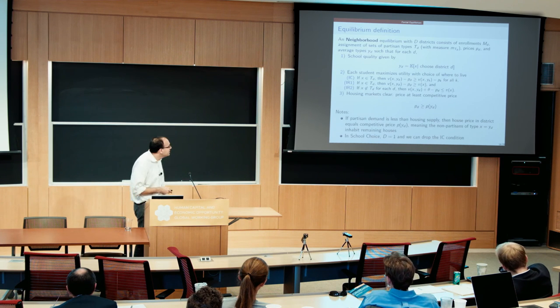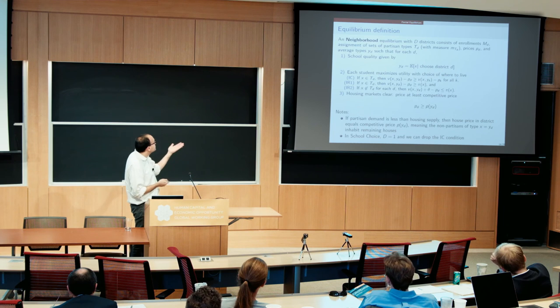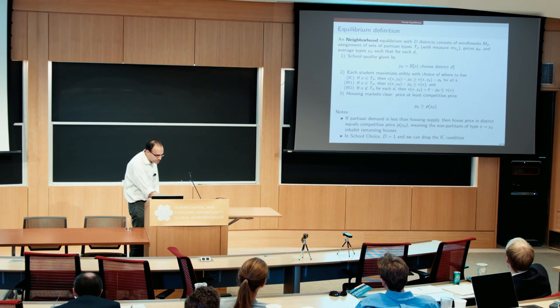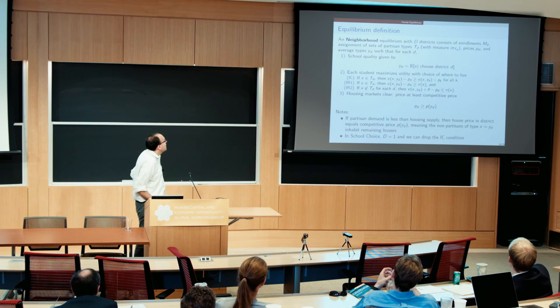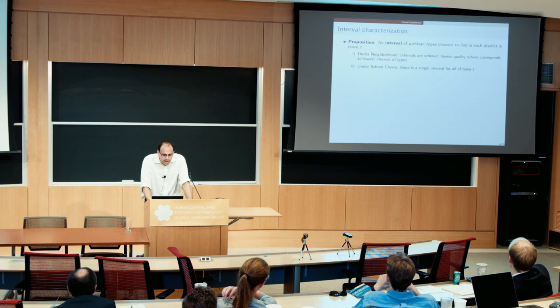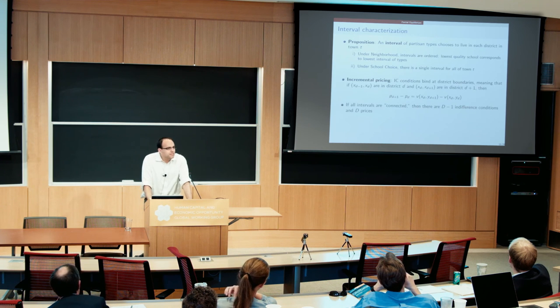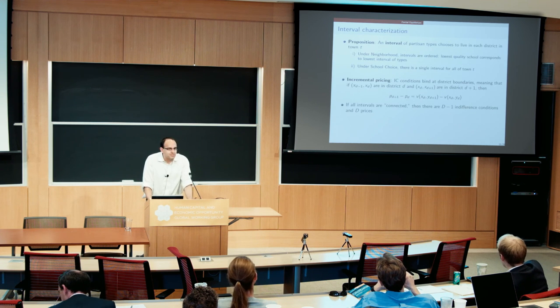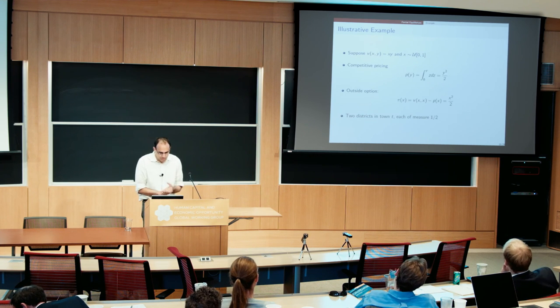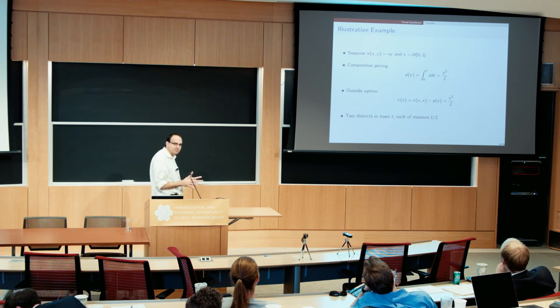Okay, so this is neighborhood assignment. School choice is a situation where D is just equal to one. There's just one district, so we don't have to think about the constraint about which of the two towns you live in. Now, you can really get the main idea in this paper with a simple example. So let me skip over some of the formal results that we can show more generally and tell you about the simplest possible example.